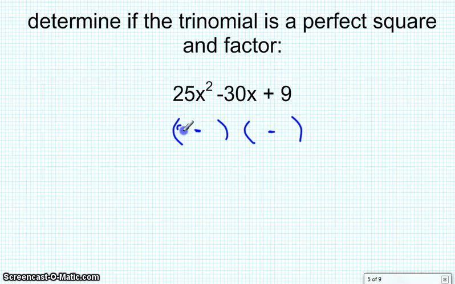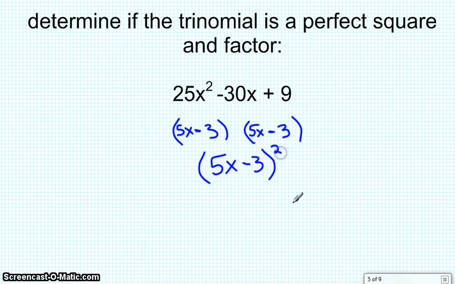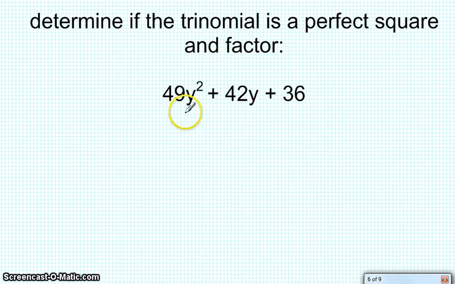So this is still going to be 5x, and this is still going to be 5x, and the square root of 9 is 3. So it's going to be 5x minus 3 times 5x minus 3. And if we went back and FOILed this, we would see that the inner terms and the outer terms would both multiply to negative 15, which you would add together to get negative 30. So that's why it works. And to simplify it even further, I write 5x minus 3 squared. And that is the factored form of this trinomial.